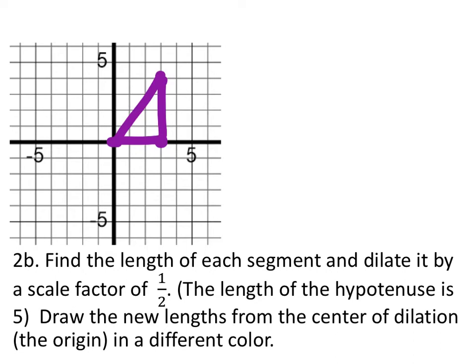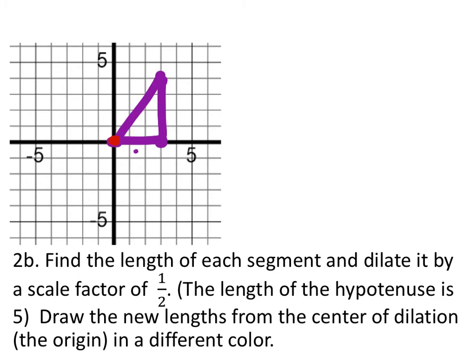Alright guys, since we know the scale factor is 1/2, we know that the new shape is going to be half the size, for the lengths at least. So it should be a smaller shape. So we're going to dilate this about the origin, which is (0, 0). Okay? So that point is going to stay the same.